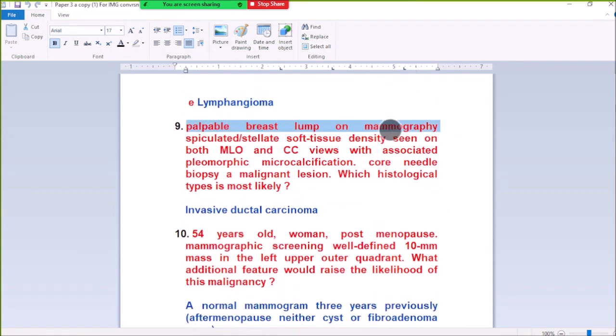Nine: palpable lump on mammography. A spiculated irregular soft density is shown on both MLO and CC views with associated pleomorphic microcalcification. Core biopsy shows a malignant lesion. What histological type is most likely? Invasive ductal carcinoma. The most common cancer of the breast is invasive ductal carcinoma.